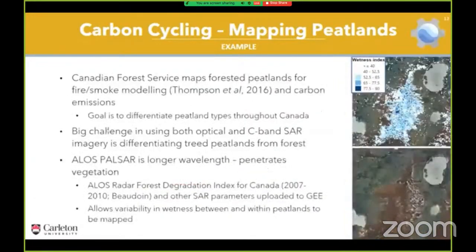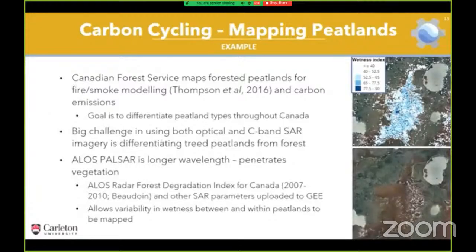So the Canadian Forest Service maps forested peatlands across Canada for lots of different reasons, and one of them is for carbon emission mapping. We want to map different peatlands throughout Canada, but the big challenge is that optical imagery and C-band SAR do not allow us to differentiate tree peatlands from upland forest, or it's very inconsistent whether we can do that or not, depending on the type of forest and the type of forested peatland that we have.